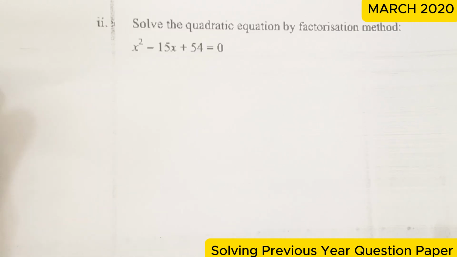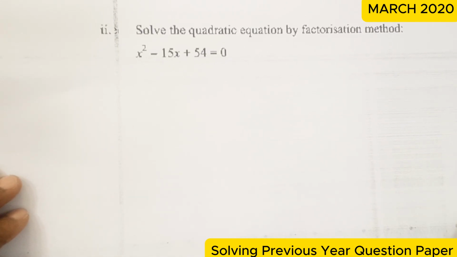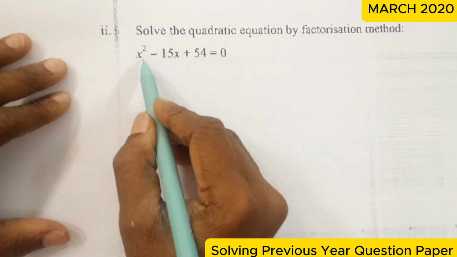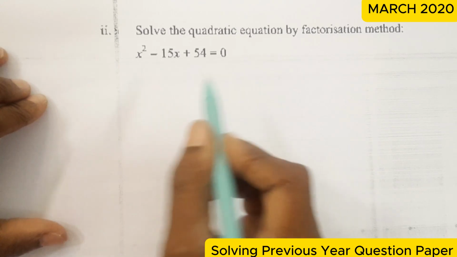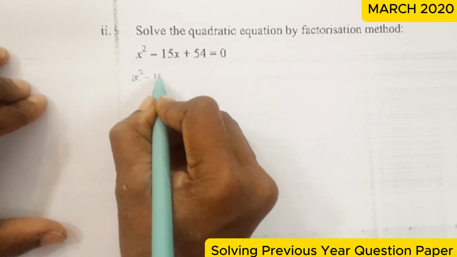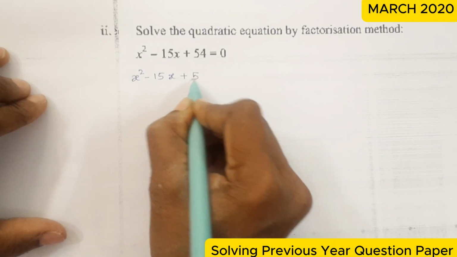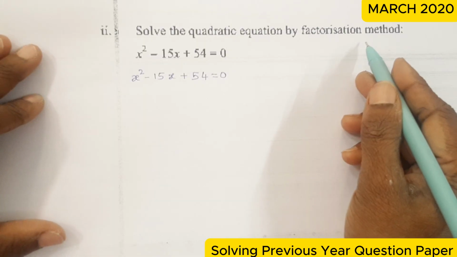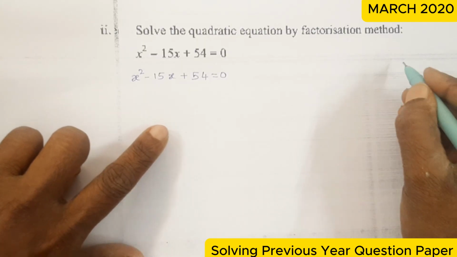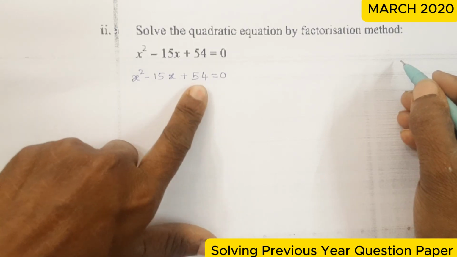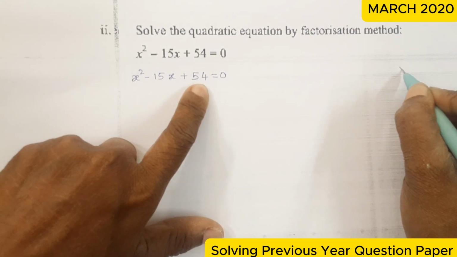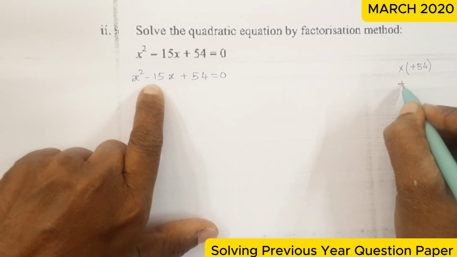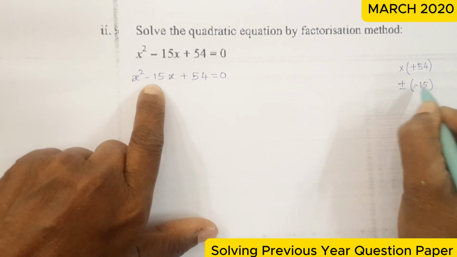Next example students, solve the quadratic equation by factorization method. That x square minus 15x plus 54 is equal to 0. So here I write x square minus 15x plus 54 and we have to use the factorization method. Here students, in the rough work, we want two numbers having the product positive 54 and the sum minus 15.